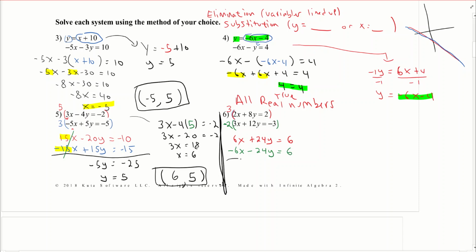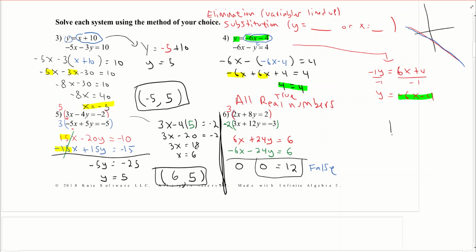Okay, so then we're going to go ahead and add straight down. 6x minus 6x is 0. 24y minus 24y is 0. 6 plus 6 is 12. So we get this statement 0 equals 12. And I want you to notice that unlike number 4 above here, this is a false statement. 0 does not equal 12, right? In no world is 0 the same as 12.